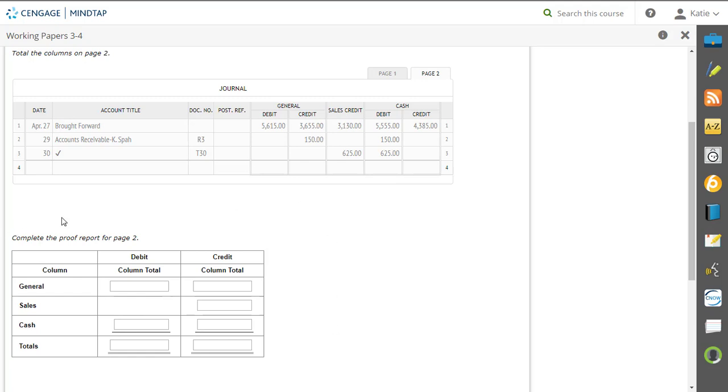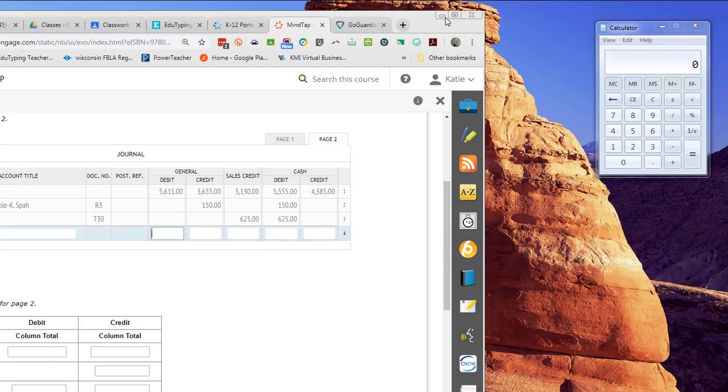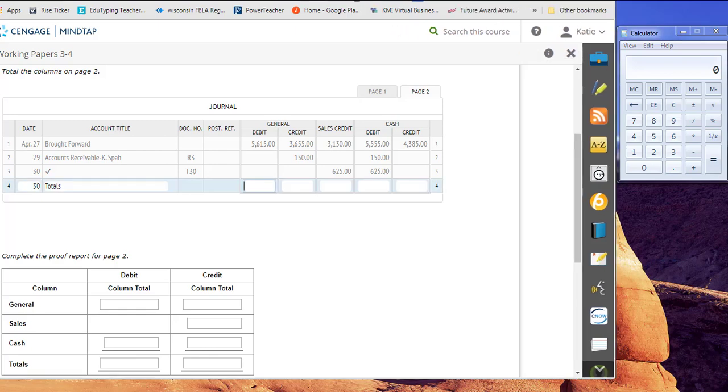So on line 4 of our journal, I'm going to put the date of the 30th. And then I'm going to go ahead and put in totals, plural. I'm going to break out my handy-dandy calculator. So here's my calculator, and I'm going to go through and add up. And you know what? I'm so good at math, I can add my general debit without a calculator. No way. Because I have 5,615 plus nothing, which gives me 5,615.